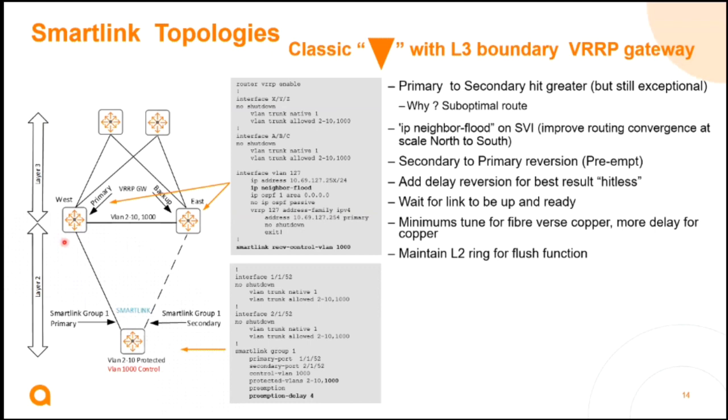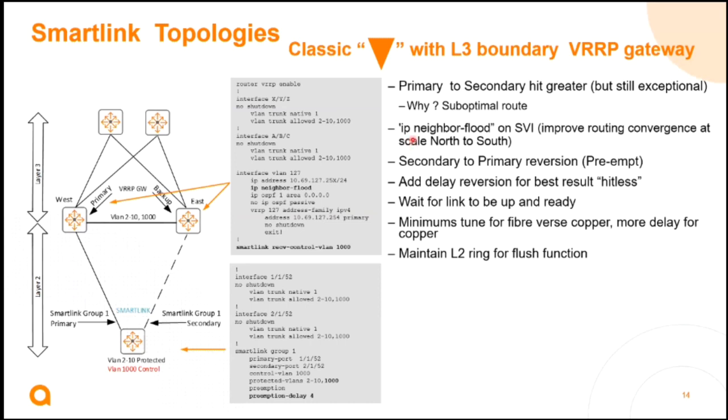I fail this link here. This becomes my active link going towards the east. What will happen is that the traffic will still go an extra hop because my VRRP hasn't actually moved. So I'm going from 1, 2, 3 hops to 1, 2, 3, 4 hops. Still, you'll find, even though it's a suboptimal route, we're getting very fast failovers. And I'll show that in my demo.